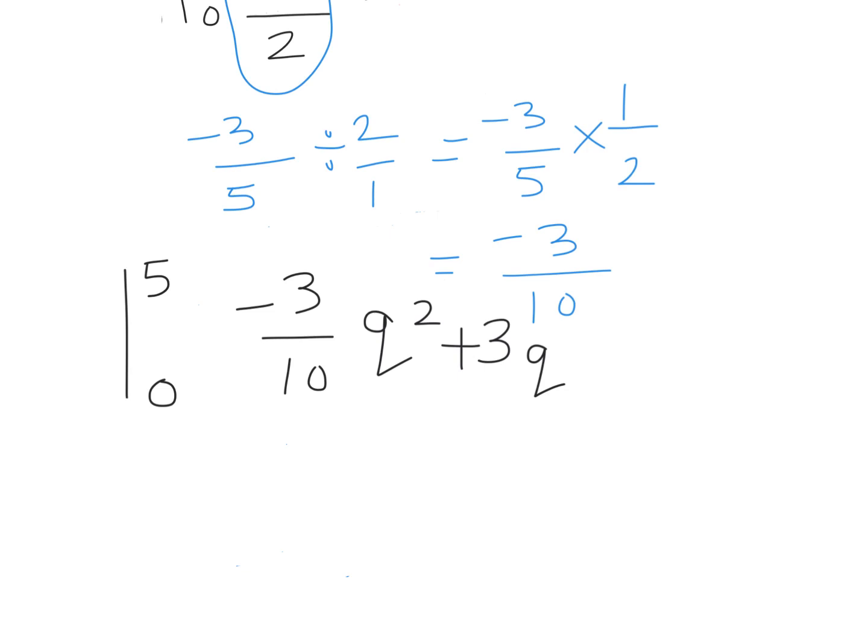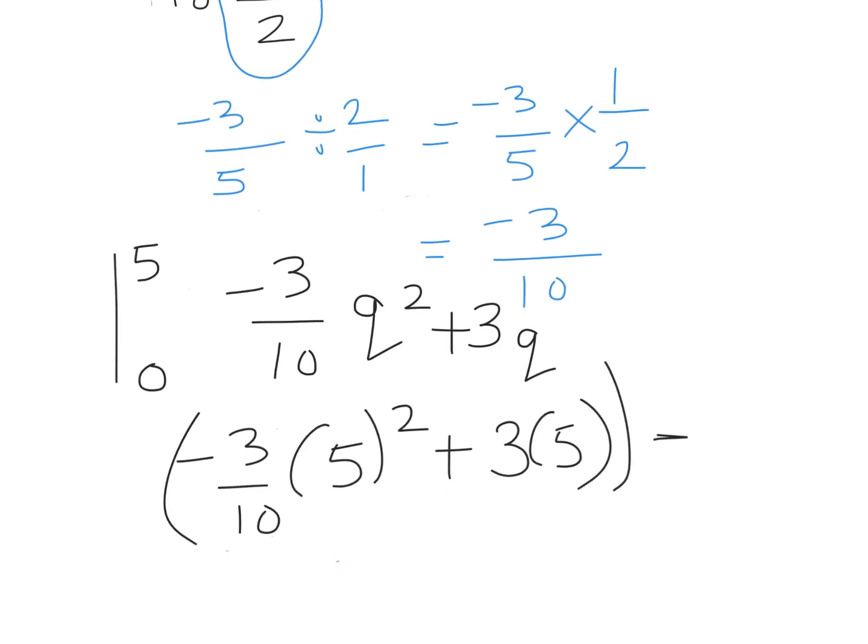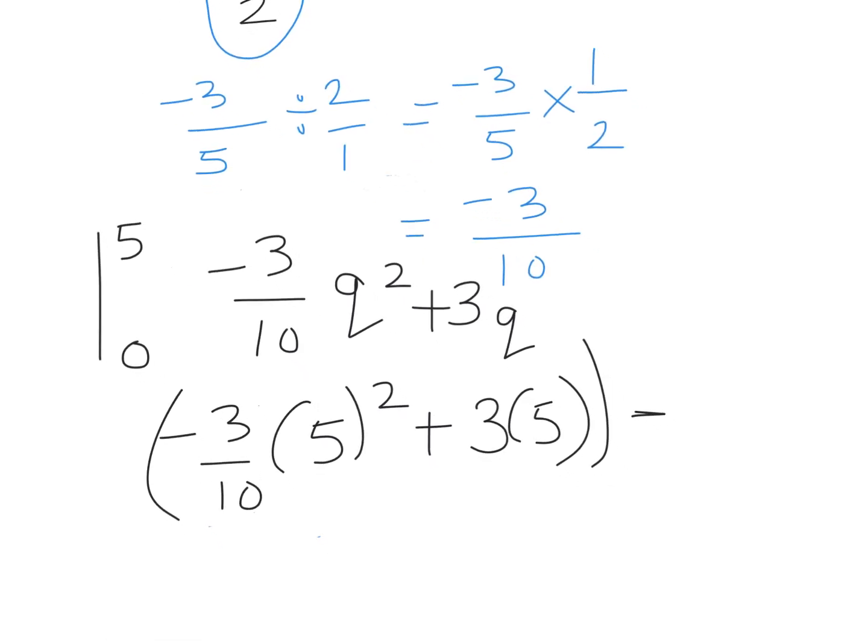So now, gosh, we have found the equilibrium. We have integrated. Now the last step is to evaluate between 5 and 0. So we substitute minus 3/10 times 5 squared plus 3 times 5 minus, okay, 0, right? Minus 0?